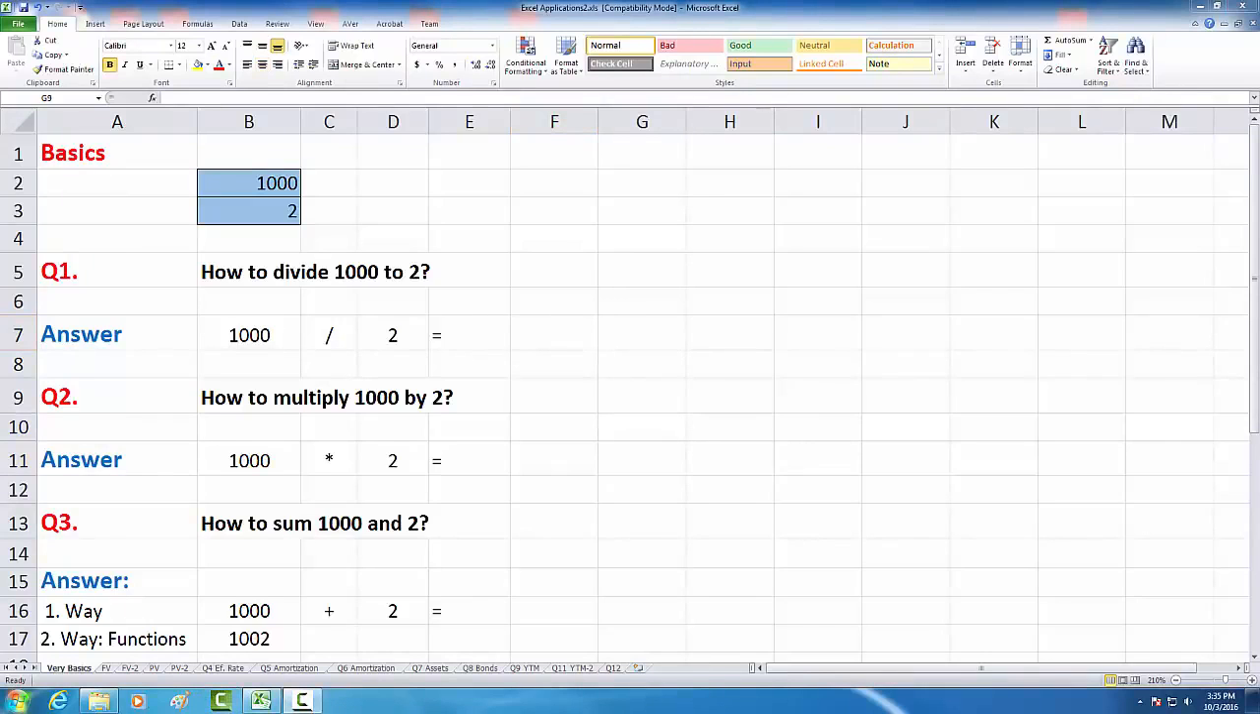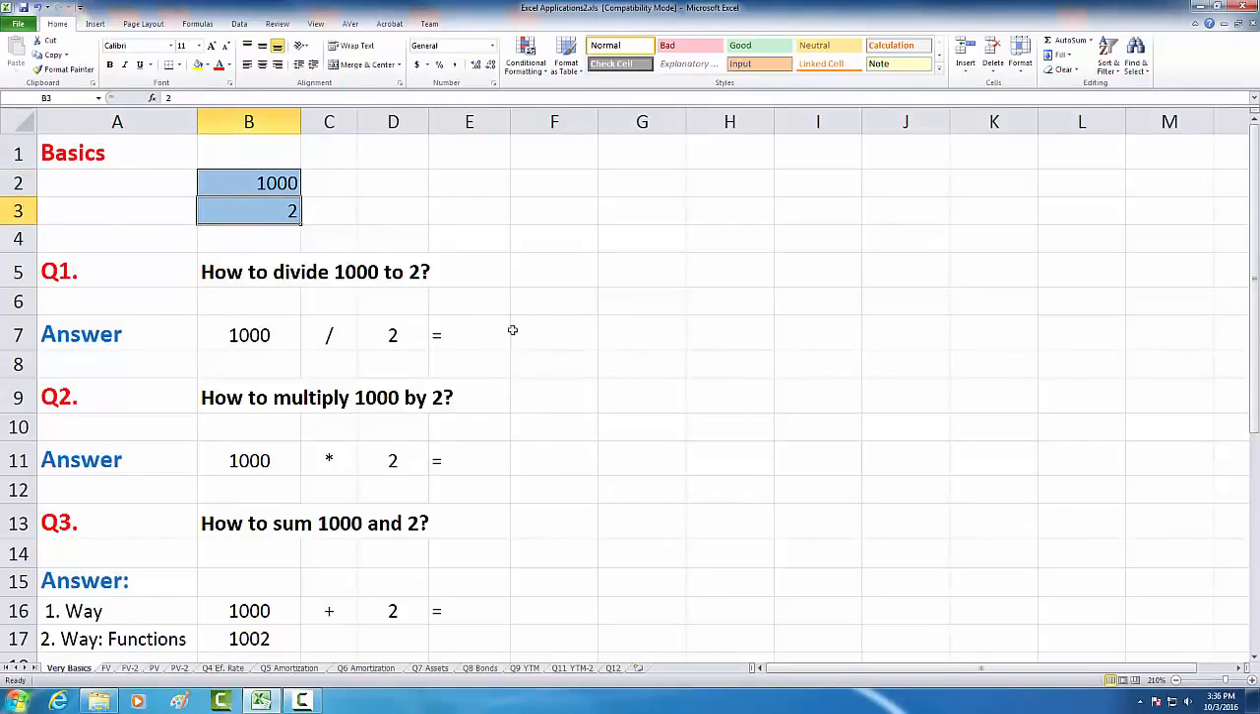Let's start with very basics. In all of the questions, I am going to use these two numbers, 1000 and 2, and that's why I wrote these numbers here at the top. Now the first question is how to divide 1000 by 2. As you can see, 1000 is at cell B2 and 2 is at cell B3.